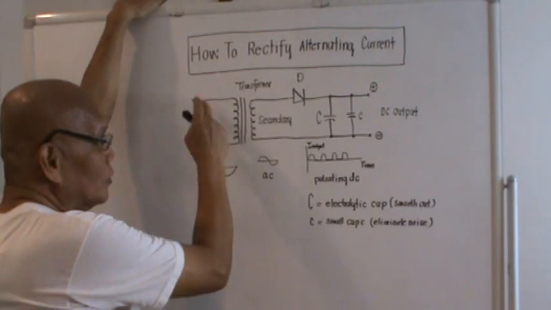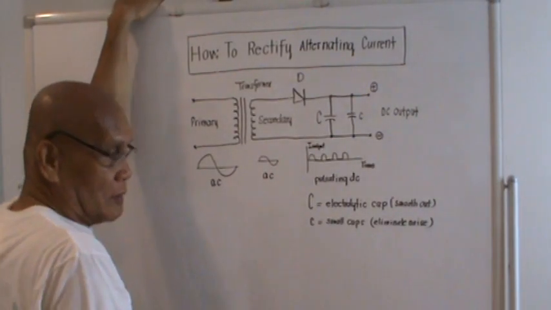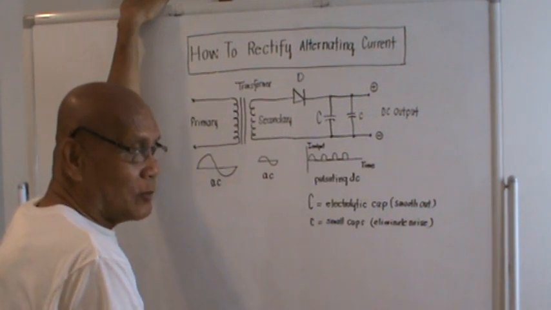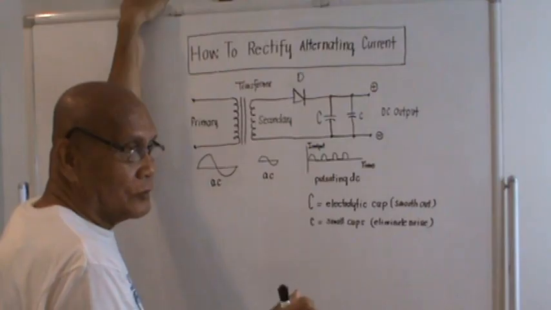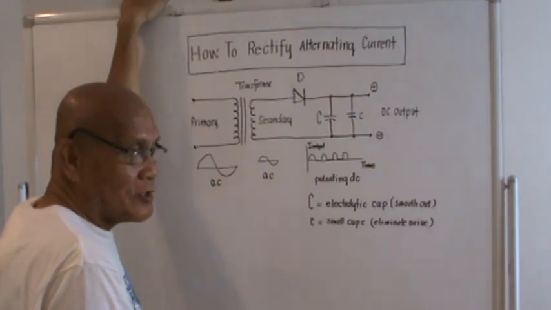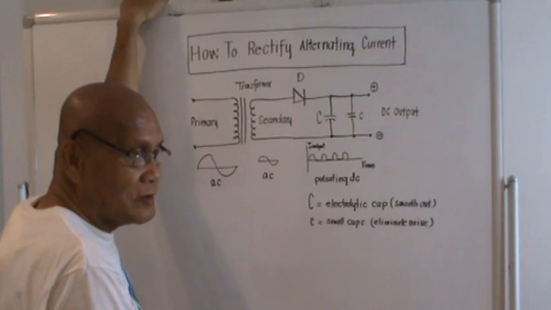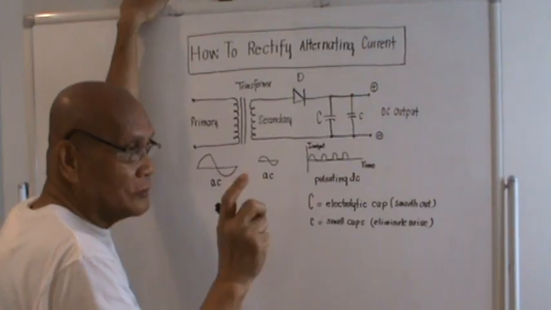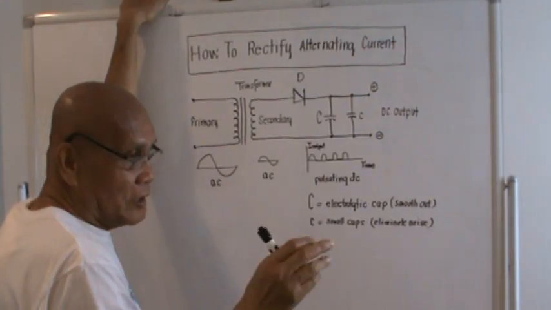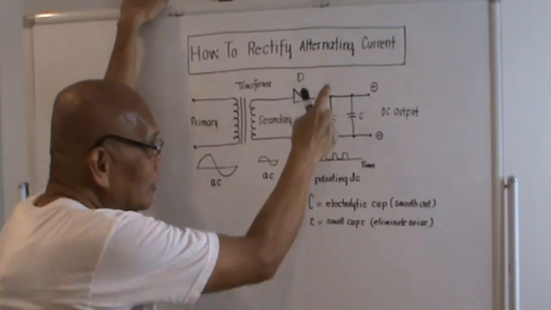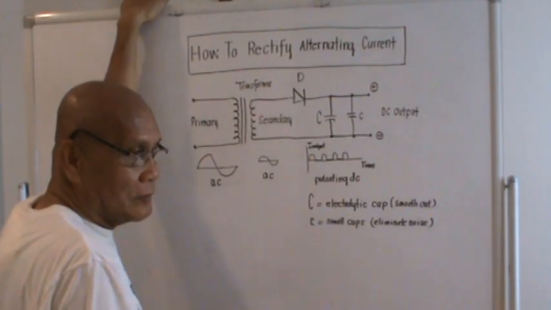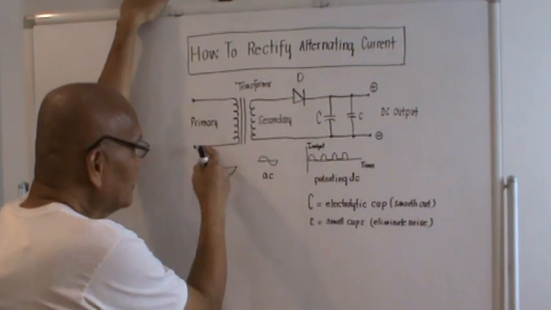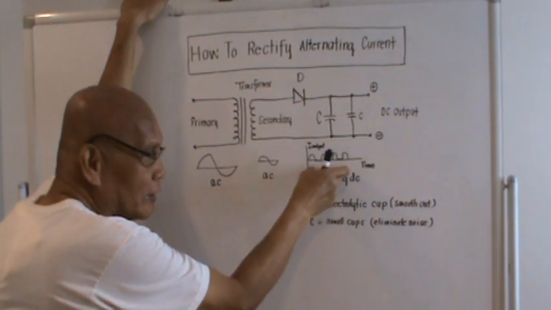The topic is how to rectify alternating current. Our power source coming from the utility line is actually alternating current. And to utilize that alternating current in digital circuits, we must convert it to direct current. So the topic for tonight is how to change alternating current to direct current.